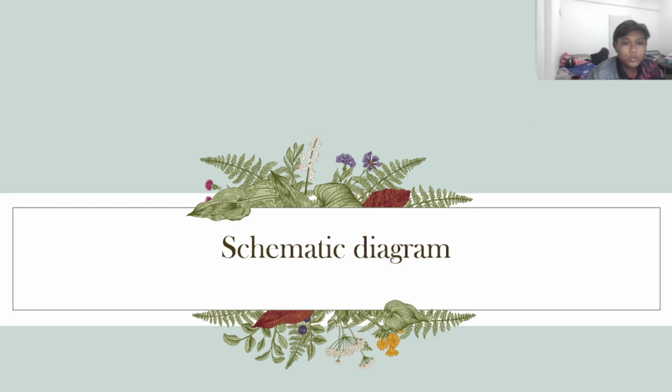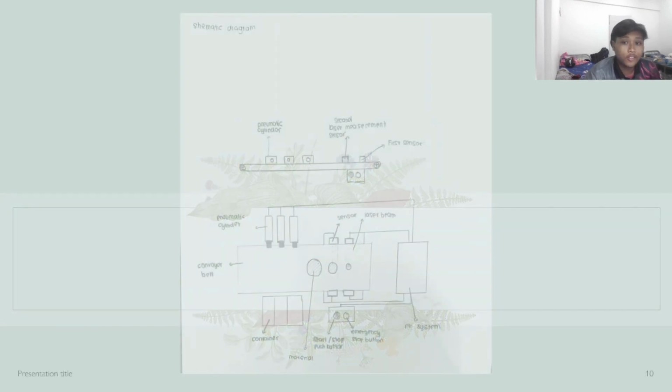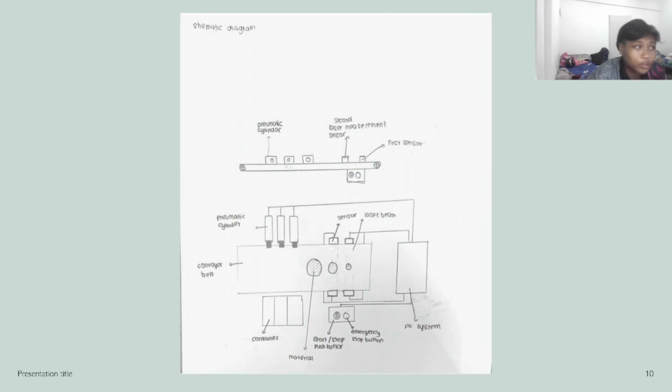Okay, thank you to my friend Arash Idlan. Now I want to present about the schematic diagram. What we have for this schematic diagram is the PLC conveyor sorter. We have a pneumatic cylinder and laser measurement sensors. We have two measurement sensors, a conveyor belt, a container, materials of different sizes: small, medium, large, a PLC system, an emergency stop button, and a start stop button.